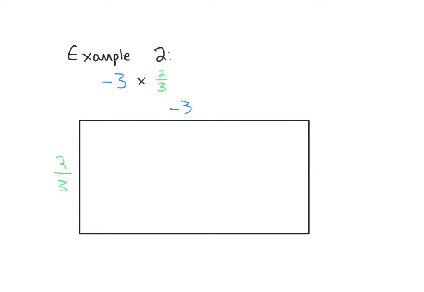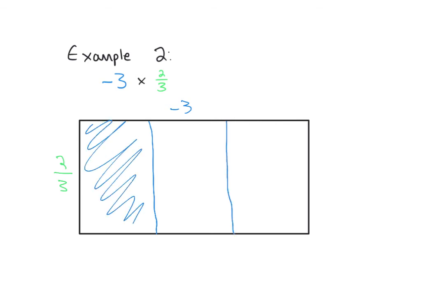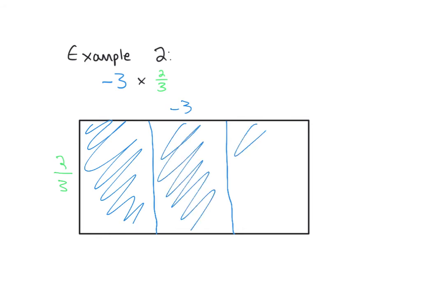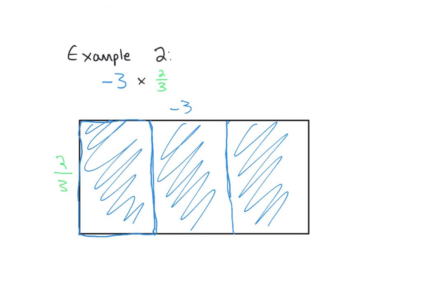Okay. So this is saying I have 3 whole chunks that are negative. So I'm going to go ahead and split this up. There's 1 negative, 2 negative, 3 negative. I'm going to fill them in. There are 3 negative things. We can imagine that each of these bars is worth negative 1.